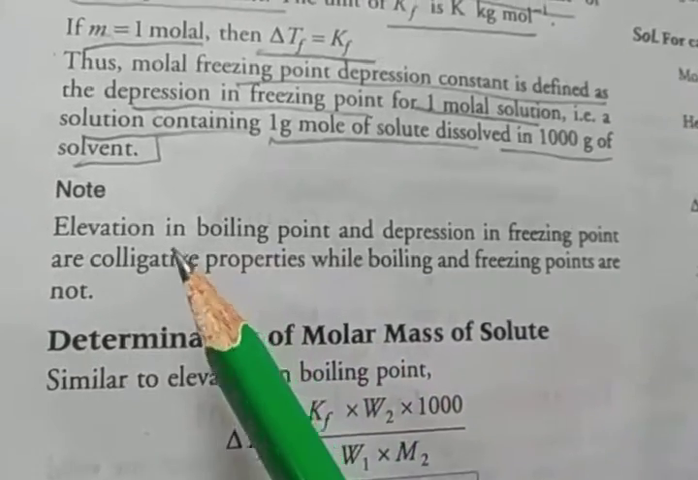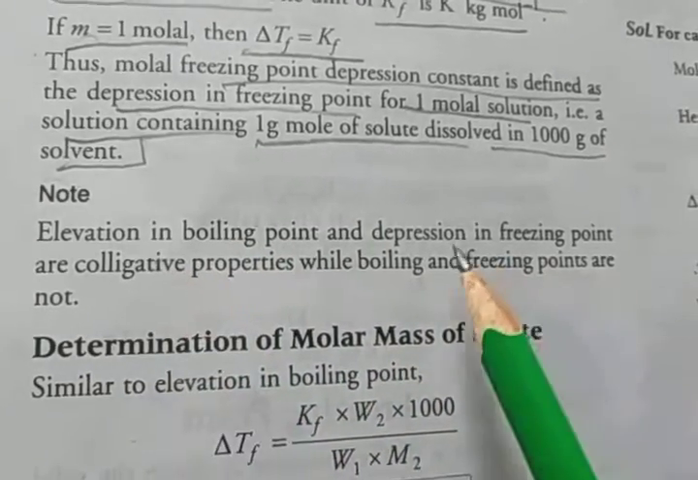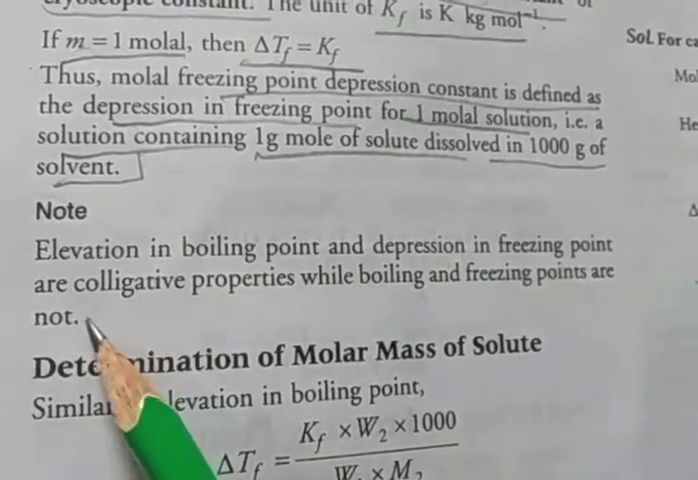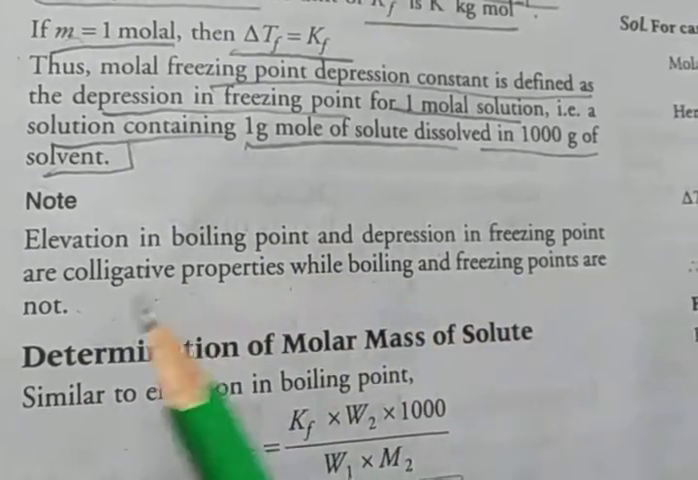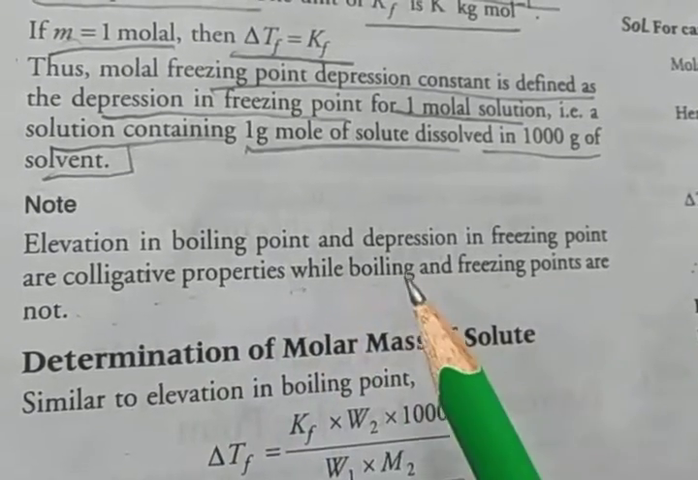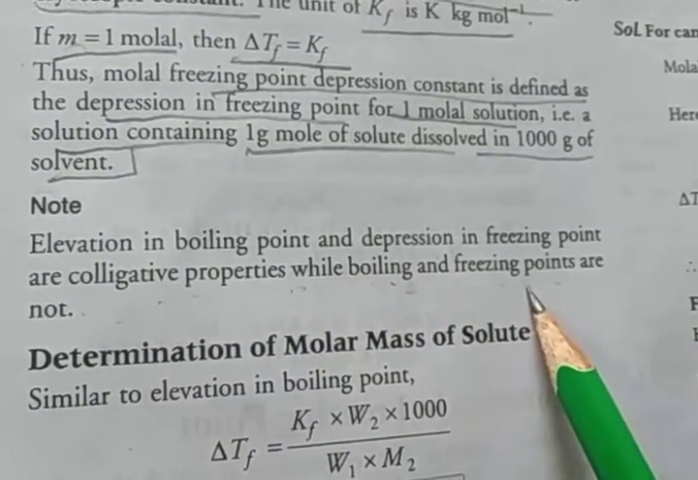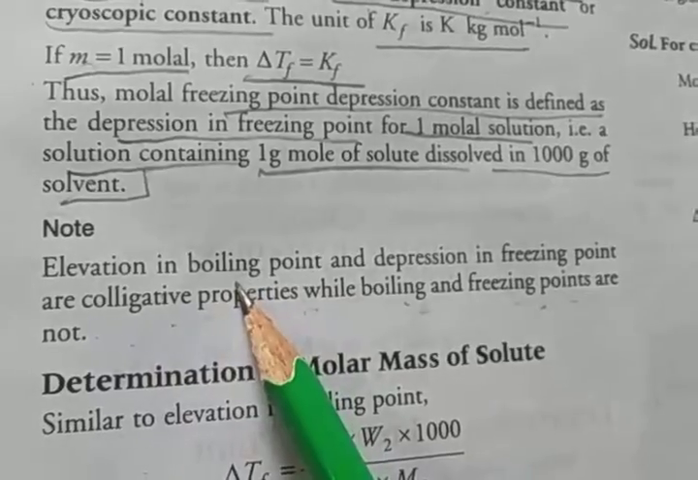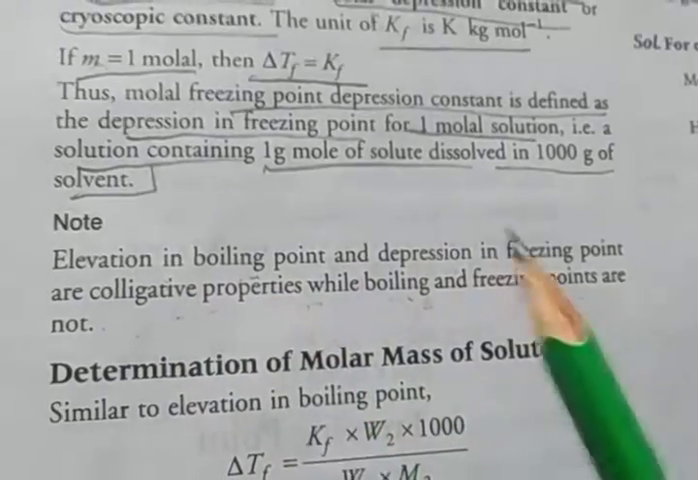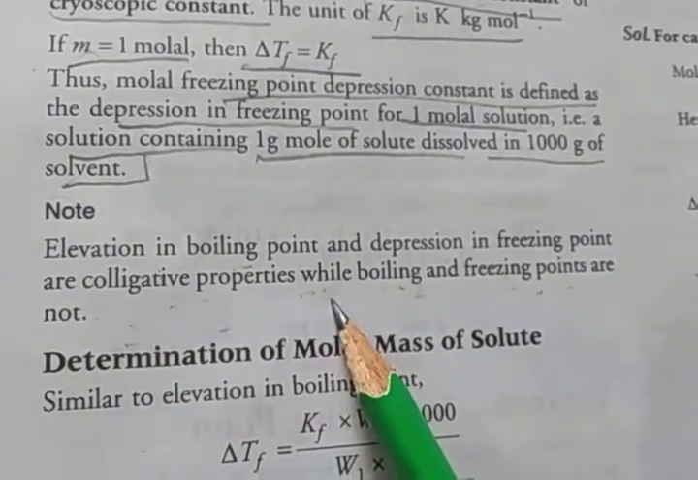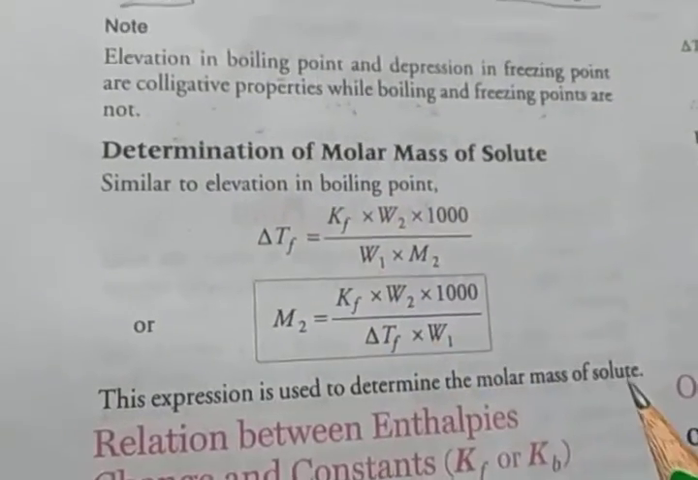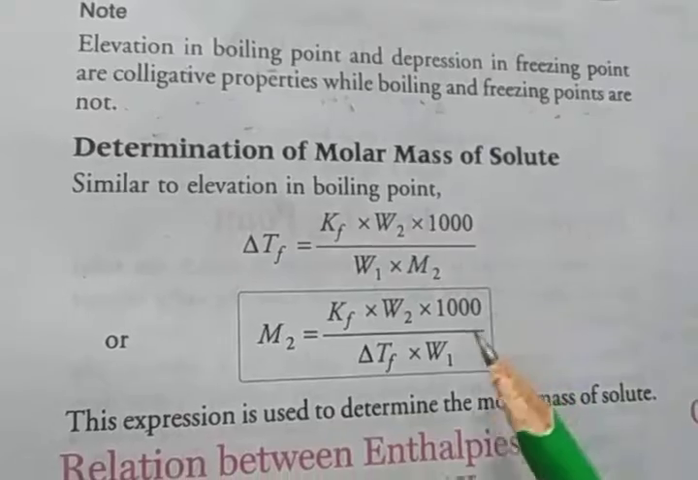Okay, here is an important basic concept. Elevation in the boiling point and depression in the freezing point are both colligative properties, while boiling and freezing points are not. Boiling and freezing points are not colligative properties, but elevation in the boiling point, that means increase in boiling point, and depression in the freezing point, that means decrease in the freezing point, both are colligative properties. Then determination of the molar mass of the solute.